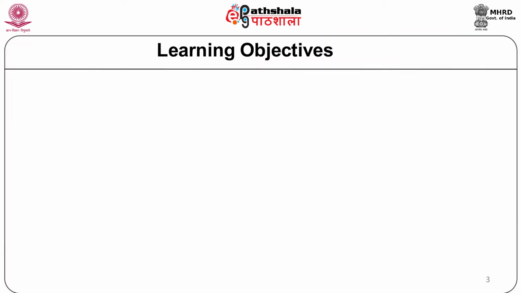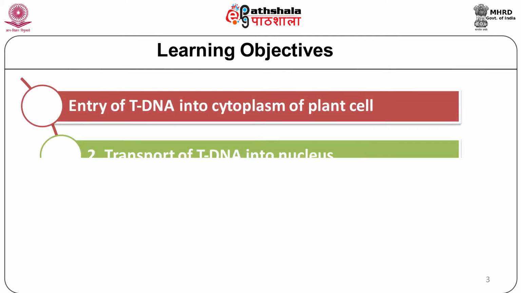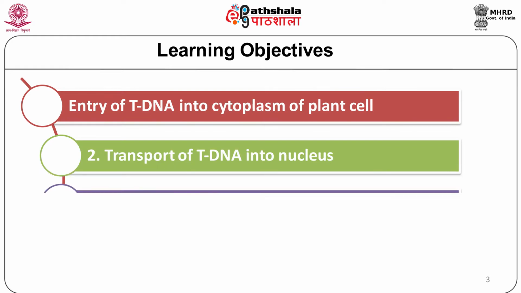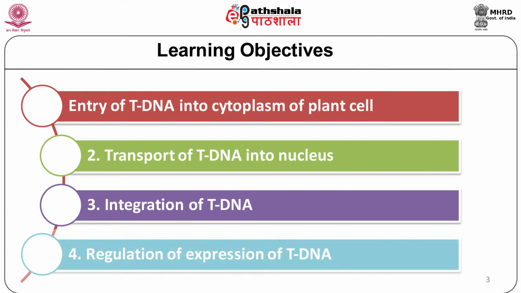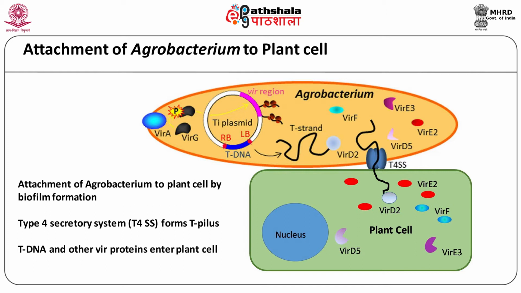The learning objectives of this module are entry of tDNA into cytoplasm of plant cell, transport of tDNA into nucleus, integration of tDNA, and regulation of expression of tDNA. The tDNA complex, composed of the T strand and VirD2 covalently attached to its 5' end, is transported to the host cell cytoplasm via the bacterial type 4 secretion system, which also transports into the host cell 4 other bacterial virulence effectors, VirD5, VirE2, VirE3 and VirF.